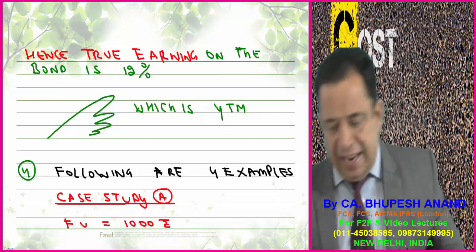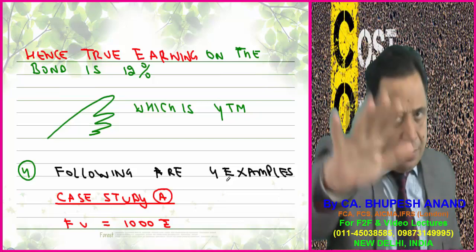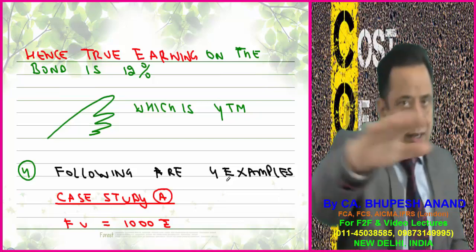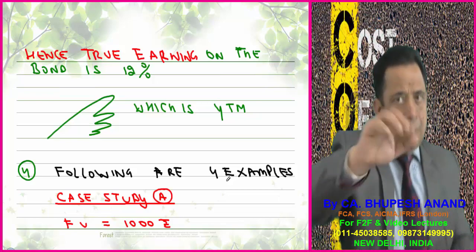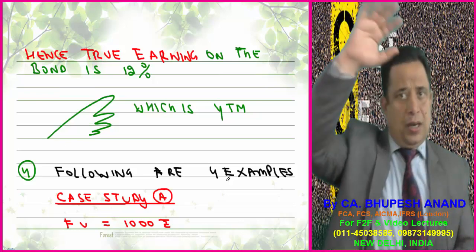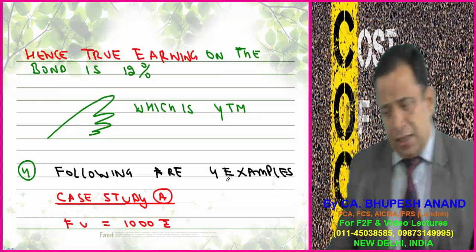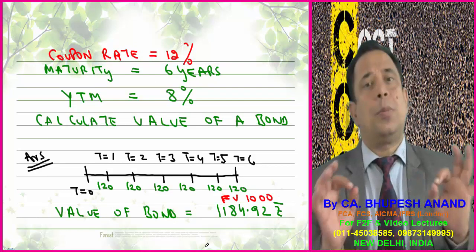So case study number A. Write down four case studies. I will first write down case study number one, then I will be solving it, and I will write the conclusion of that. Then case study number B, I will solve it, then a conclusion of that. I will do case study number C, and then the conclusion of that. And after all those conclusions, we will discuss the most important point.